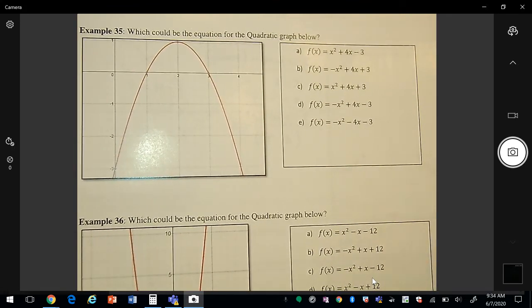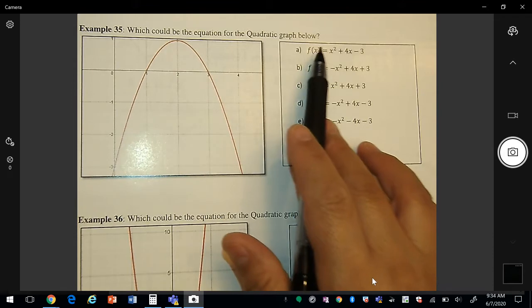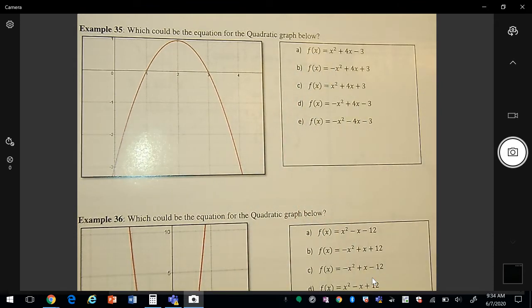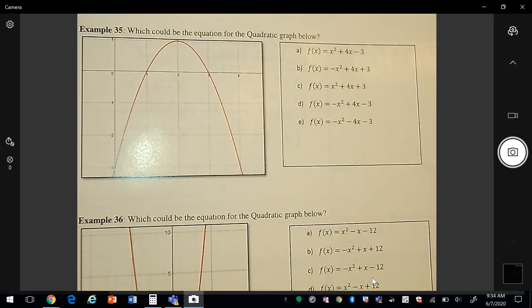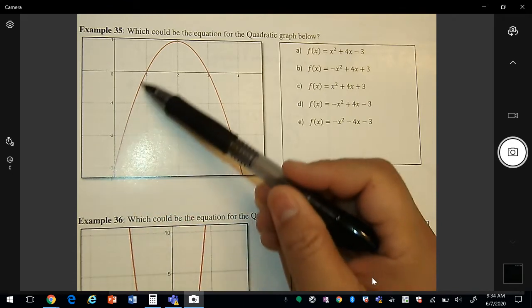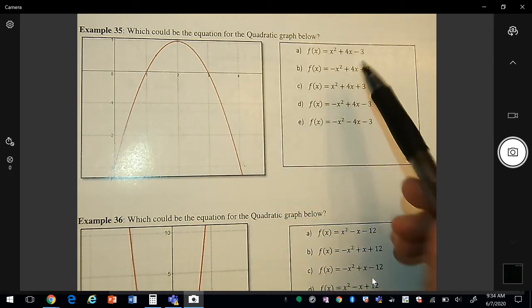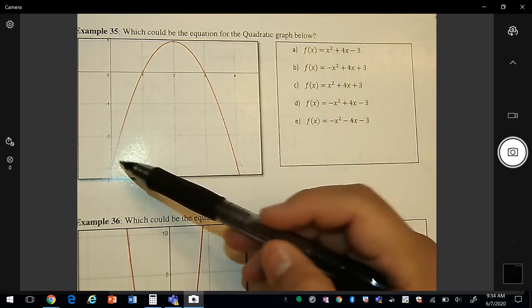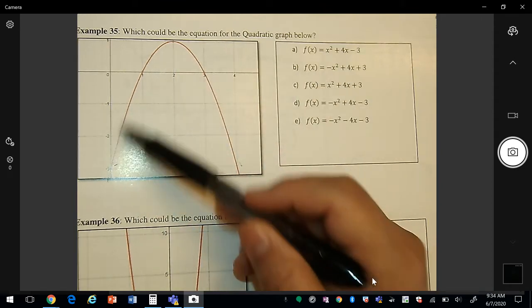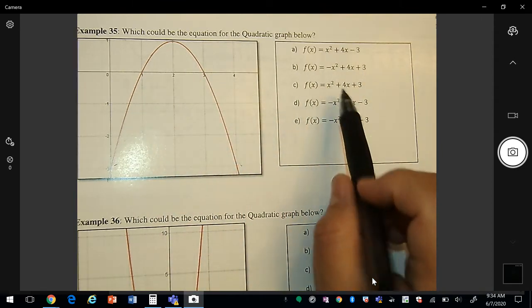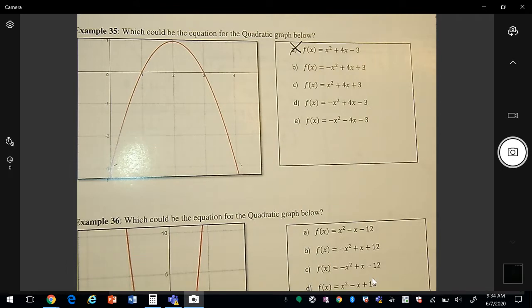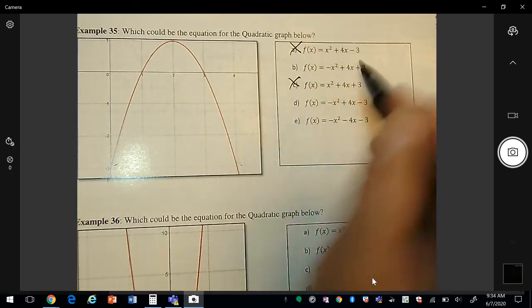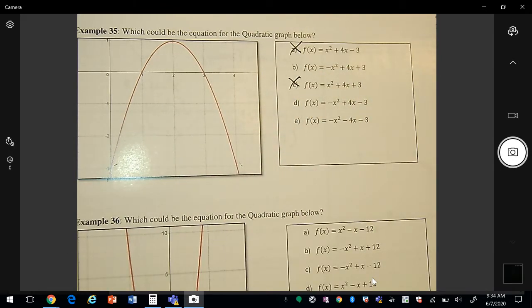And so, which could be the equation of the quadratic graph below. So you want to eliminate some of the possibilities here. For example, you know the graph is opening down. So if we look at our choices, we know that the number in front of x squared has to be negative because it opens down. So I can eliminate letter A and letter C from my answer choices.